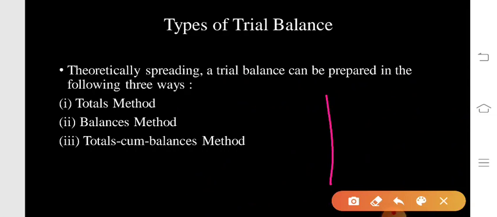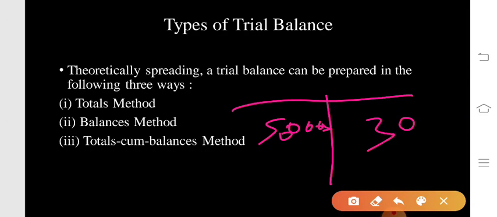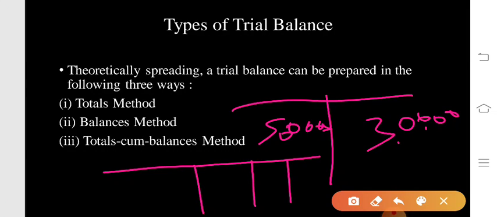For example, in this cash account, we had debit side total 5 lakh and credit side total 3 lakh. So the first method we have is total method. That means when we prepare trial balance, we'll show cash debit 5 lakh and credit 3 lakh. This is the simple way of preparing this trial balance.